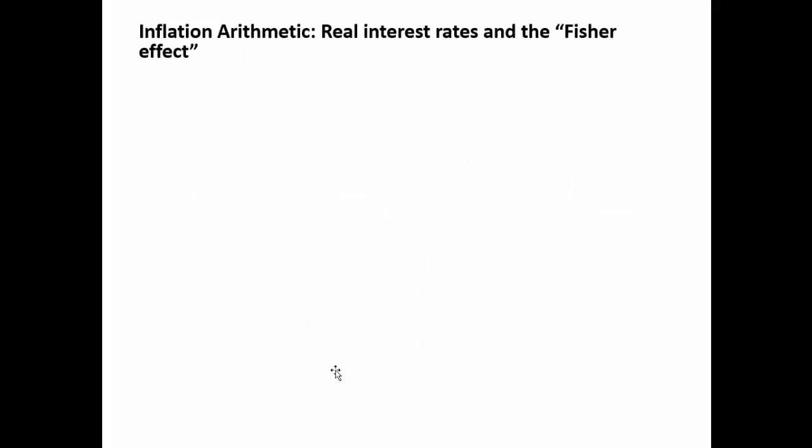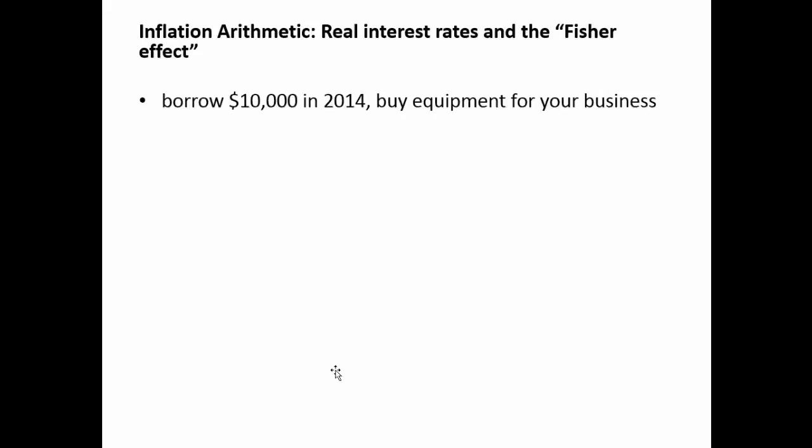Okay, now let me give you an example of how this plays out. This is a bit of an extreme example, but it's helpful sometimes to think in extremes because it spells out exactly what's going on on a smaller scale with inflation. So let's say you borrow $10,000 in the year 2014 to buy equipment for your business. And I'll say it's a lawn mowing business, so you borrow $10,000 and that enables you to buy a good used little pickup truck and riding lawnmower with a trailer, so you can drive around. You have all the basic equipment you need to do a lawn mowing business.